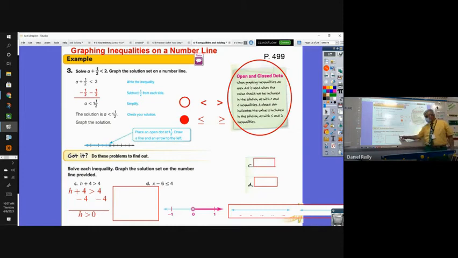Okay, next one, x minus 6 less than or equal to 4. What is my step for solving this one, Chad? What am I going to do to both sides of this to get the x by itself? What do I have to get rid of to get the x by itself?